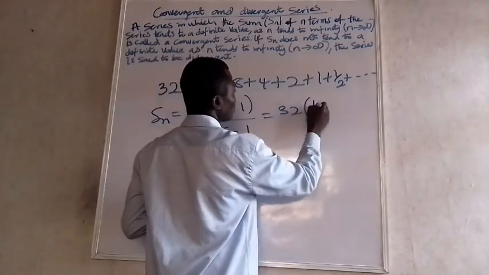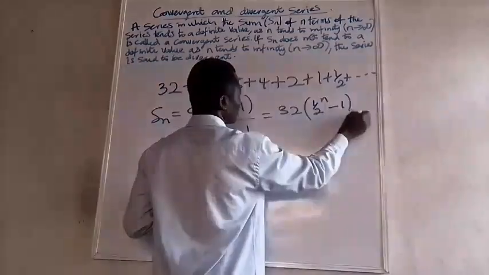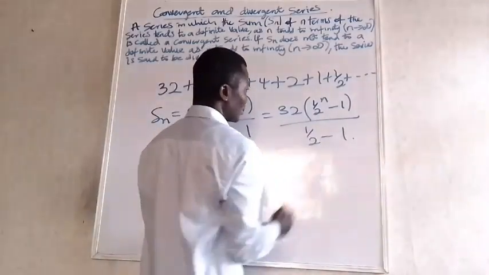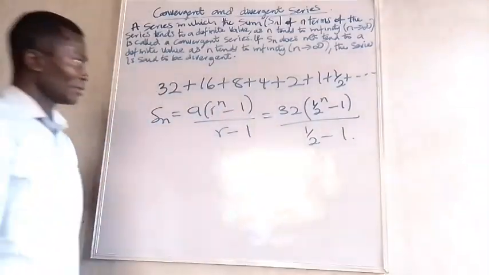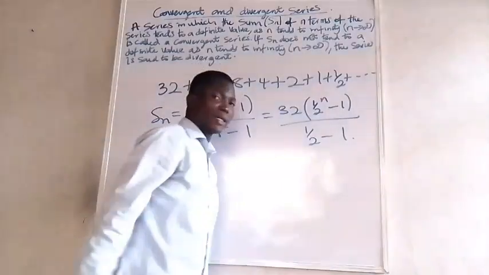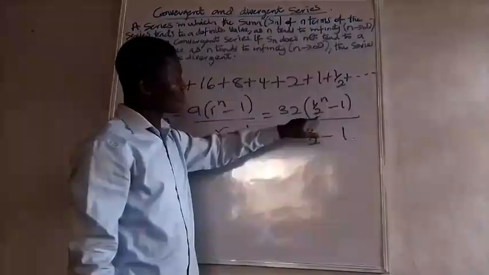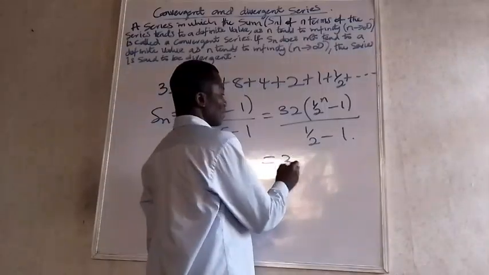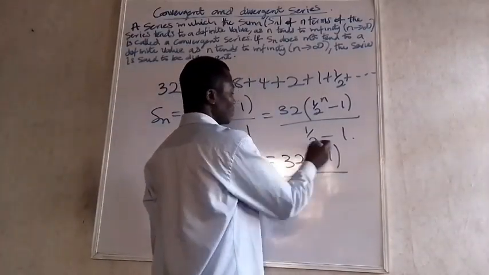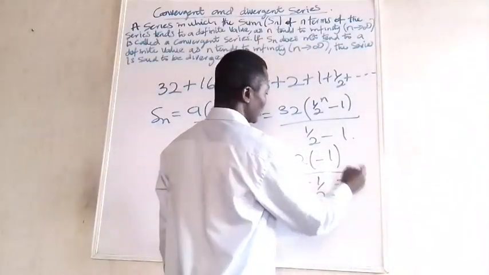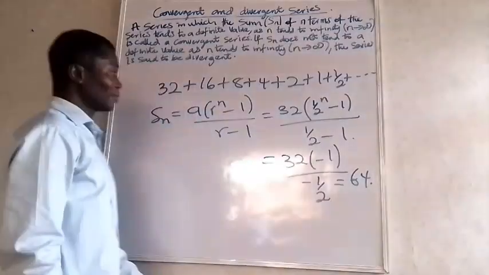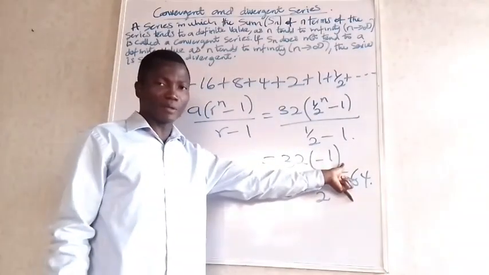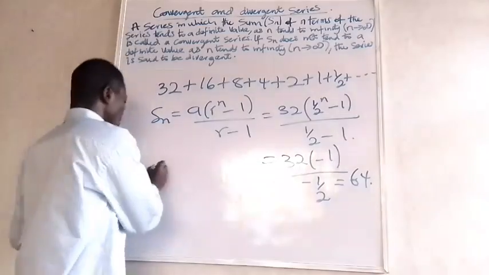So, half raised to power n, minus 1, divided by half minus 1. From our knowledge, if n is made to be infinity, half raised to power infinity will tend to 0. You understand? So at the end of the day, this will give us 32 into minus 1 divided by minus half. So we are going to get 64 for this. So you can see this series, at infinity, we can ascribe a value to it. This one is convergent as it is.